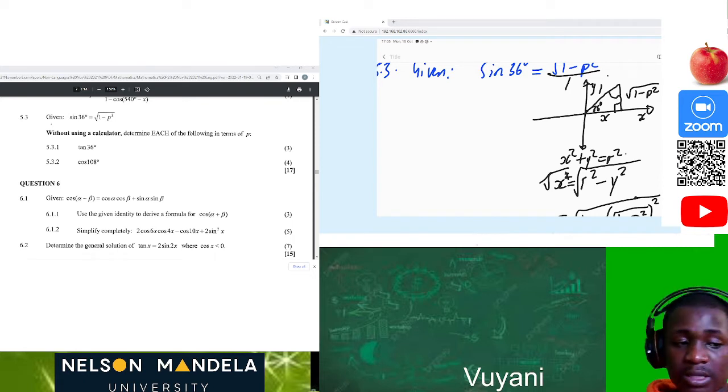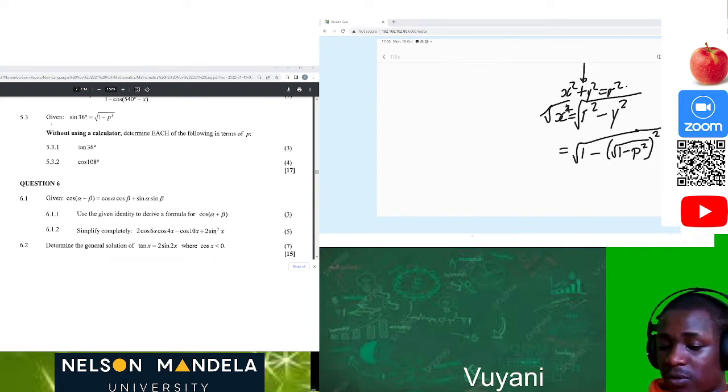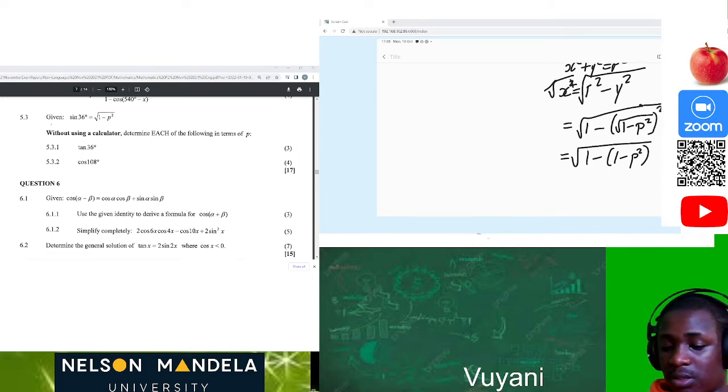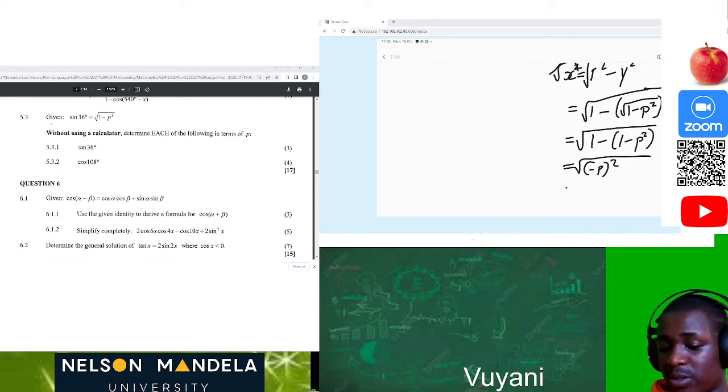We also must know this angle so that we can make our lives easier. Now if we solve this, it's going to be 1 minus (1 minus p squared). You can actually see that it is equal to p. Why? Because 1 minus 1 is 0, then negative of negative p squared is positive p squared, so the square root of p squared is equal to p. So we have solved it.